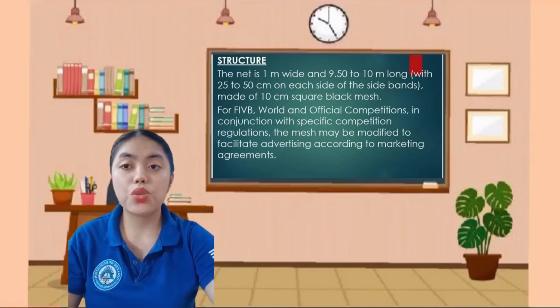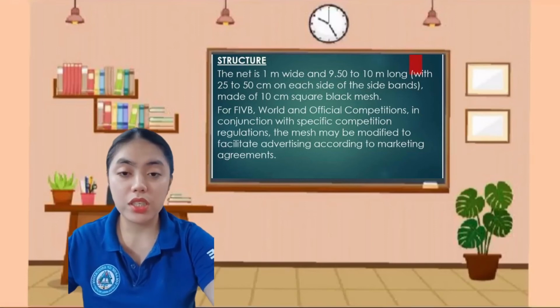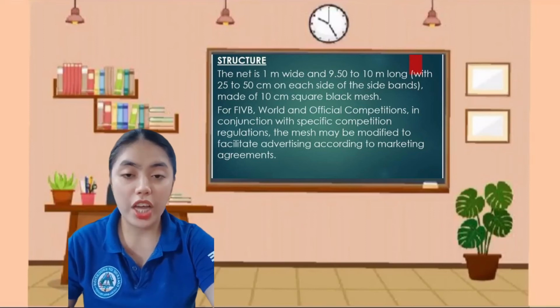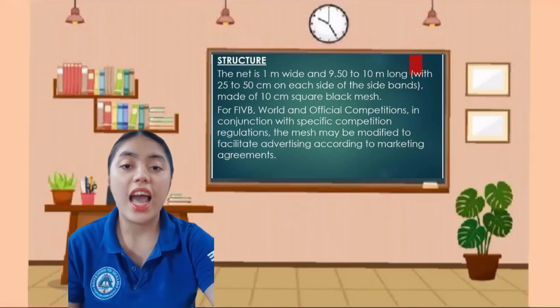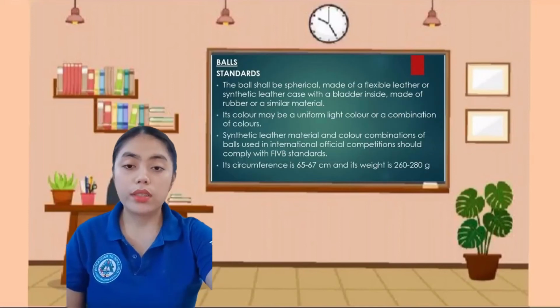Structure. The net is 1 meter wide and 9.50 to 10 meters long with 25 to 50 centimeters on each side of the side bands, made of 10 centimeter square black mesh. For FIVB World and official competitions in conjunction with specific competition regulations, the mesh may be modified to facilitate advertising according to marketing agreements.